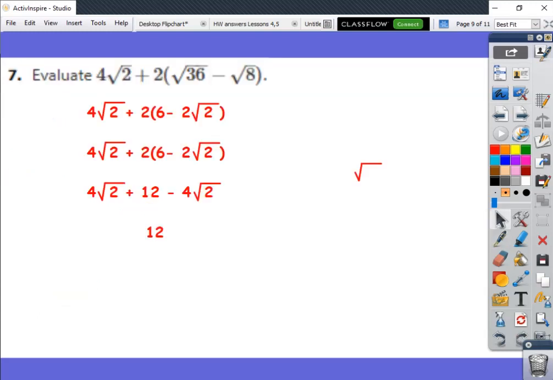Next one here, evaluate this. So in evaluating this, what I'm going to do is first I'm going to distribute. Well, the first thing I did was simplify square root of 36, which gives me 6. Now I'm going to distribute this 2. So that 2 times 6 is 12. And 2 times 2 square root of 2 is 4 square root of 2.